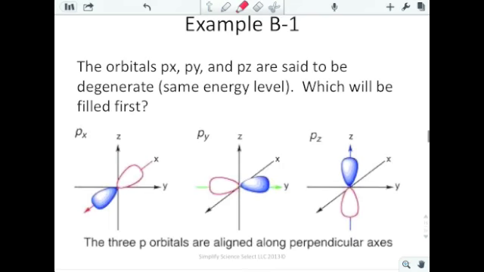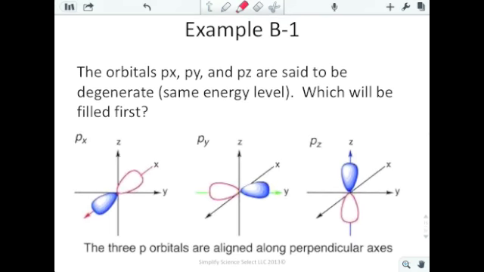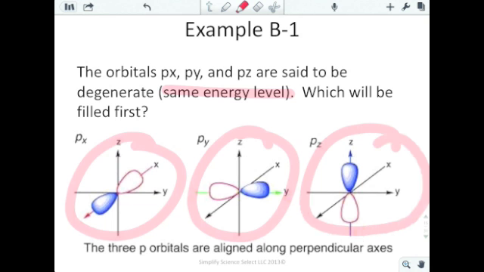So let's do an example. It says the suborbitals px, py, and pz are said to be degenerate, so they have the same energy level, and it asks which will be filled first. Now, when we're talking about the sublevels, x, y, and z, we really can't tell which one will be filled first. We just know that the p will be filled first. It'll go into the x or the y or the z. It doesn't matter which one, as long as they're the same energy level, it can fill in.